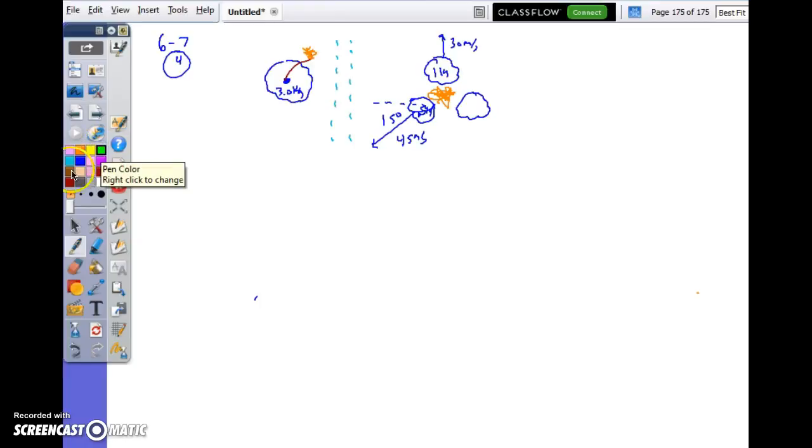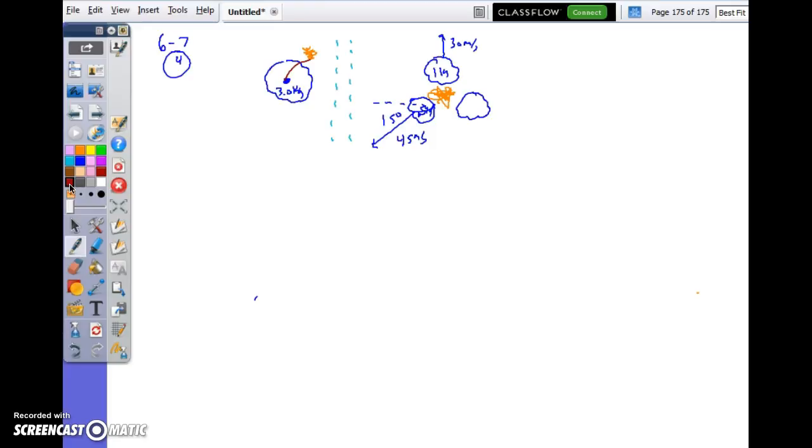I have here my putty problem. We have a 3 kilogram mass of putty. We put a firecracker in there and set it off. Afterwards, I've got a 1 kilogram piece moving north, a 0.5 kilogram piece moving at 15 degrees, 45 meters per second, and a third piece.